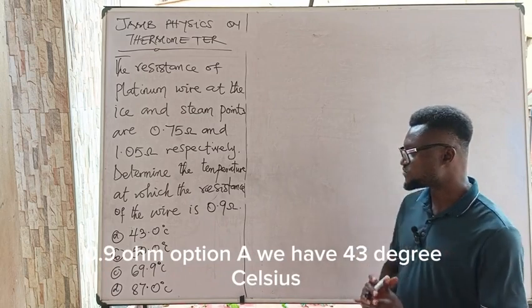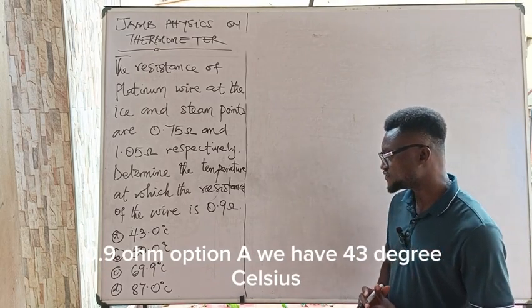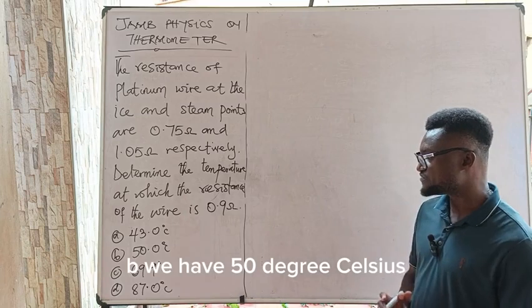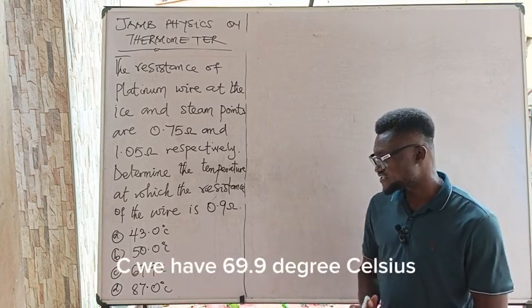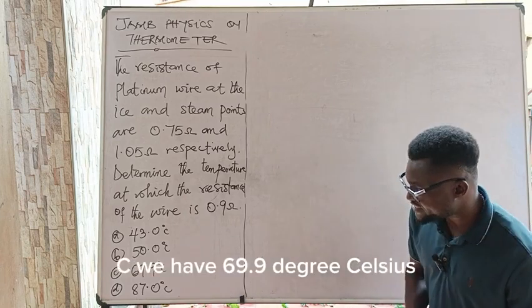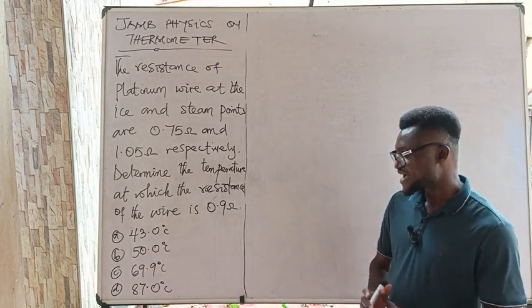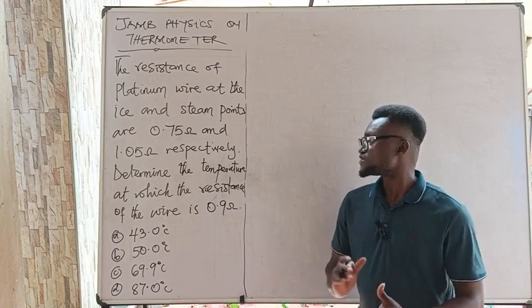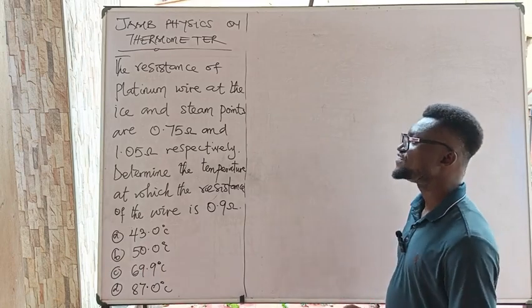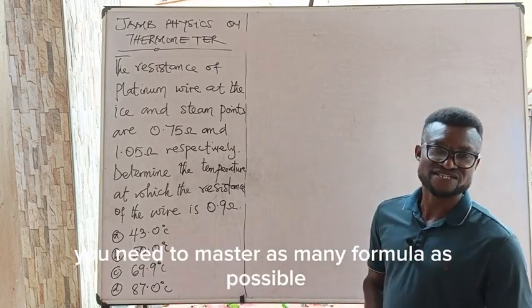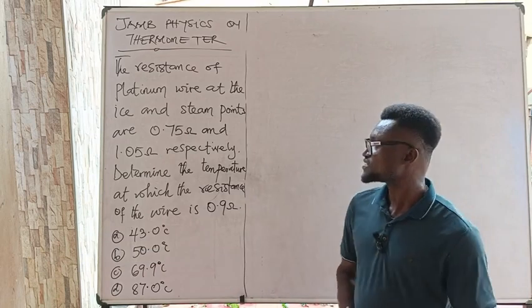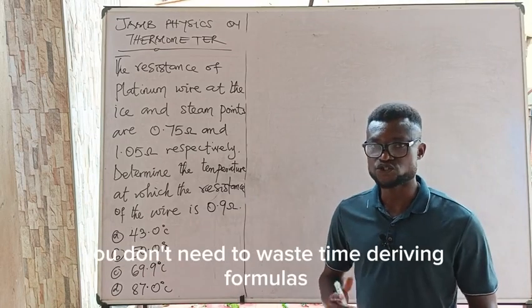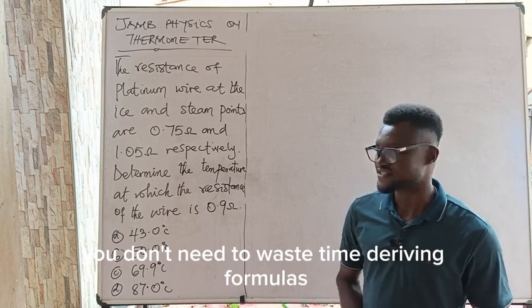Option A, we have 43 degrees Celsius. B, we have 50 degrees Celsius. C, we have 69.9 degrees Celsius. And D, we have 87 degrees Celsius. So at this point, you need to master as many formulas as possible, because in JAMB, you don't need to waste time deriving formulas.